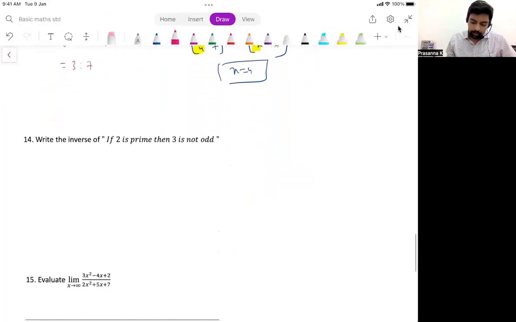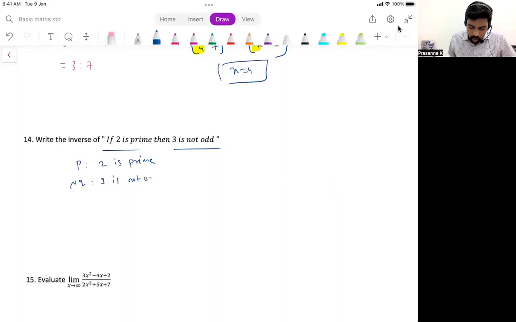Then 14th question, if 2 is a prime, then 3 is not odd. So first we have to find out the inverse. I will express this in the symbolic form first. Let P be the proposition 2 is prime and negation Q is 3 is not odd. We should write negation Q because here not is given in the question. And the given logical proposition is P conditional negation Q. And we know that converse is the opposite of that. That is negation Q conditional P.